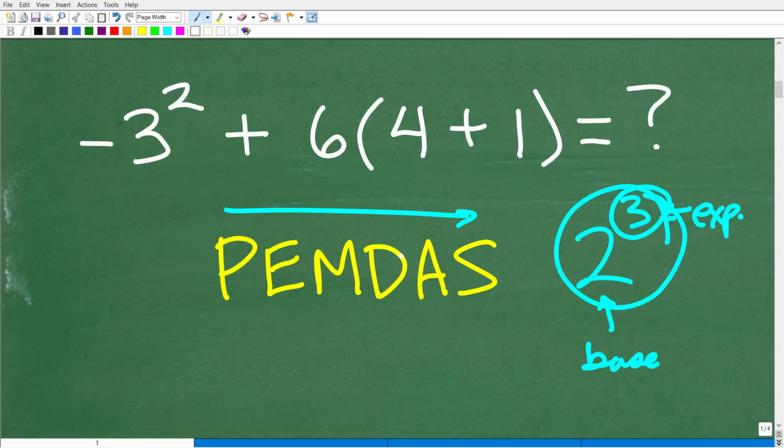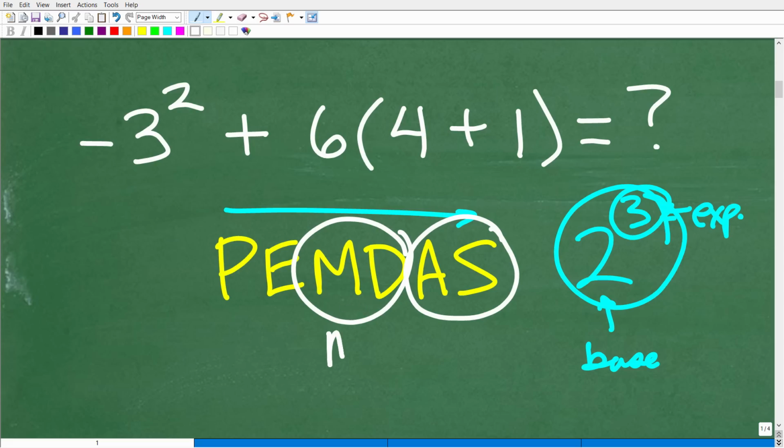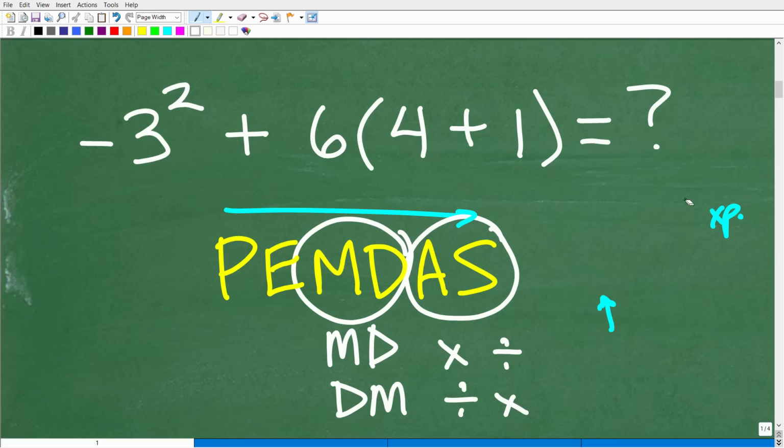Really, the way it works is you want to think of these as two groups. So the next thing you're going to do is multiplication or division, whatever you see first from left to right. So if I see multiplication then division, I'm going to do it from left to right this way. But if I see division before multiplication from left to right, I will do it this way. Same thing for addition and subtraction. It's whatever you see first from left to right.